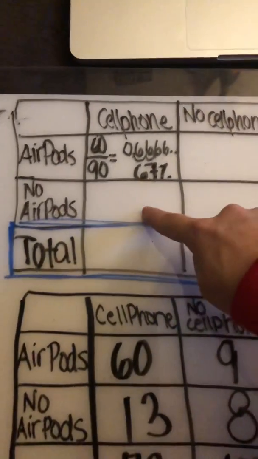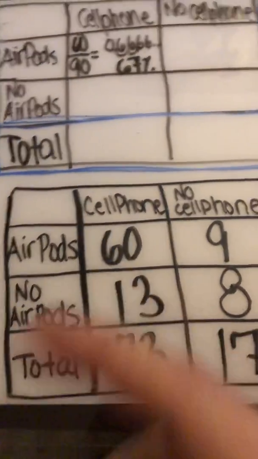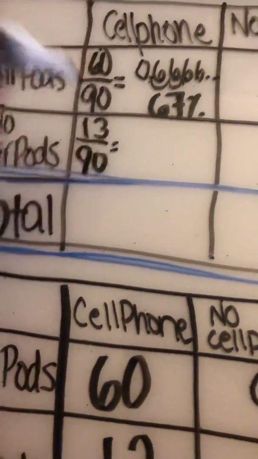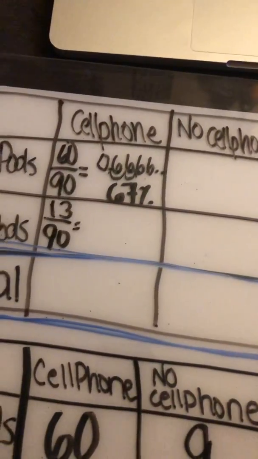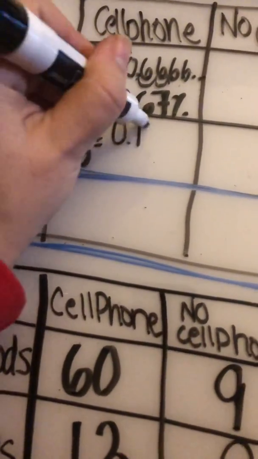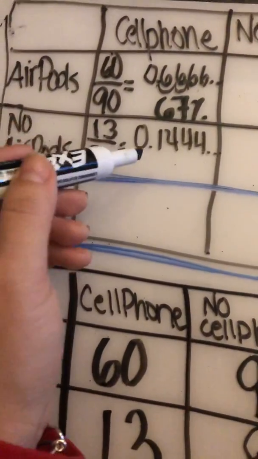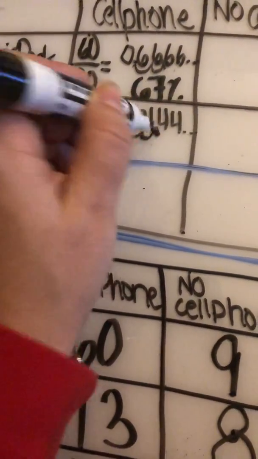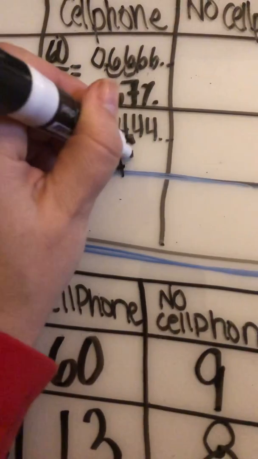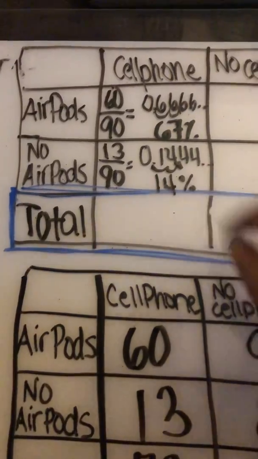To find the relative frequency of someone that owns the cell phone but no AirPods, we go to our data, it's 13. So we take 13 and divide it by 90. I'm going to do that again. I get 0.14 repeating. Then again, multiply it by 100, or simply move your decimal 2 spaces. It would be 14.4 repeating. If I round it, it will be 14%. Ooh, that got a little sloppy, sorry. So the relative frequency would be 14%.